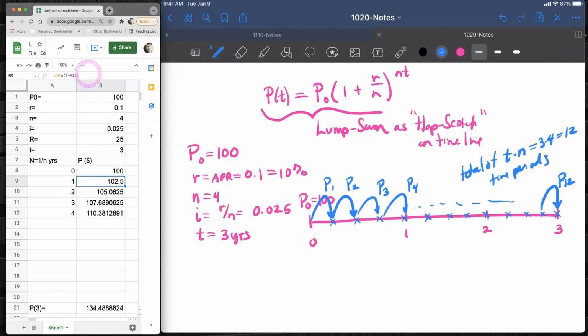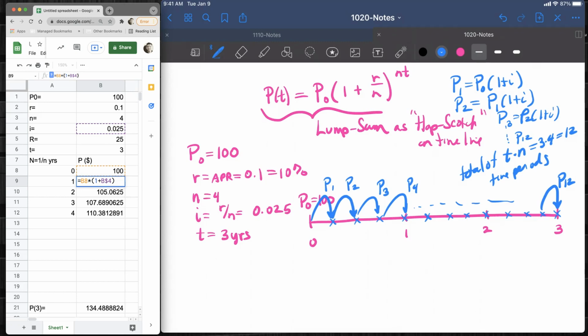So let's look at how much we have after 1 jump in time. Here is P0 of 100. I'm going to take the P0 value and multiply it by 1 plus I. What we're saying here is that P1 is equal to P0 times 1 plus I. The amount that you have after 2 time periods is going to be the previous value, P1, times 1 plus I. P3 is equal to P2 times 1 plus I. And we keep going until we get to P12. How much is the account worth after 12 jumps? This is what we're going to do in Excel.